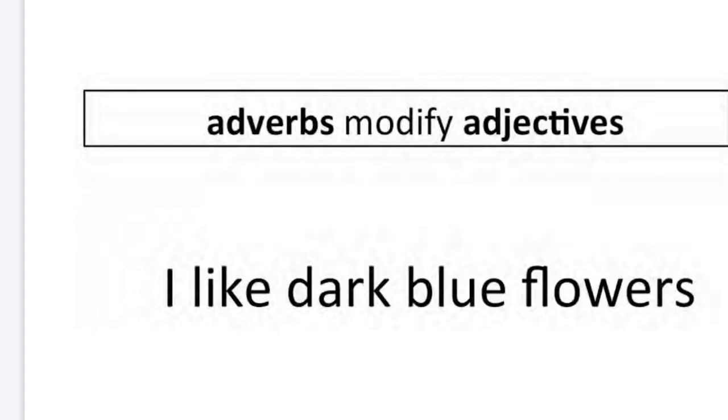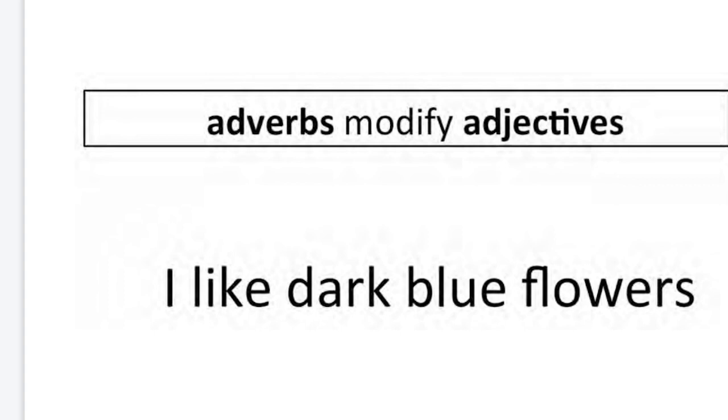Now adverbs also modify adjectives, and adjectives modify a noun or a pronoun. For example, take a look at this sentence. I like dark blue flowers. Now here flowers is a thing. Thing means person, place, thing is a noun. So flowers is a noun. Which word is telling me about the flowers? Blue. How are the flowers? Blue. So blue is an adjective. Anything that tells me about a noun or a pronoun is an adjective.